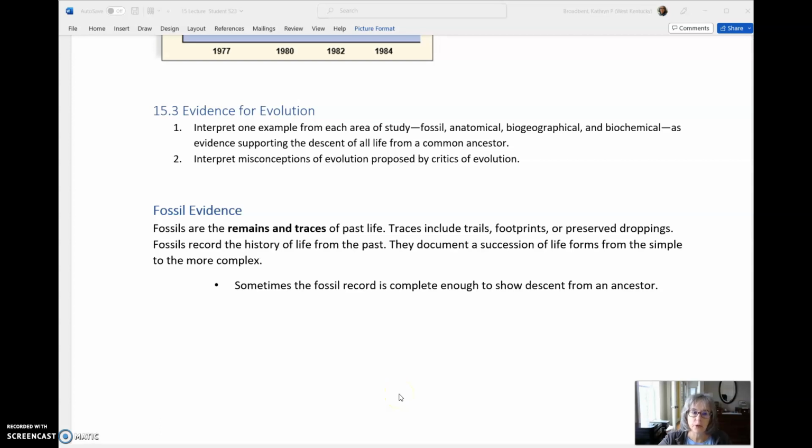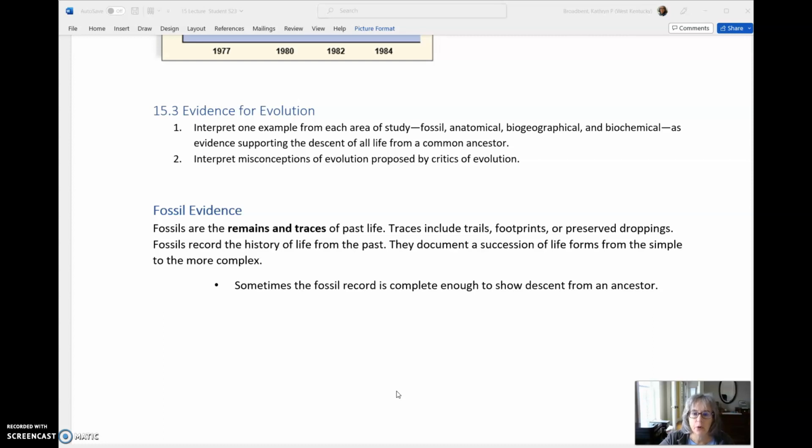The theory of evolution is a very well supported theory, and so we're going to look at some of the evidence that we have for evolution. The first is fossil evidence. Fossils are the remains and traces of past life.